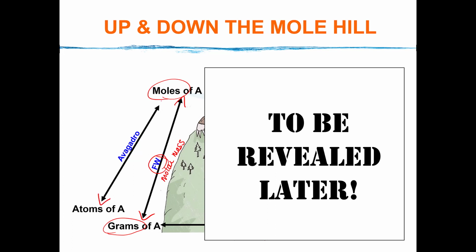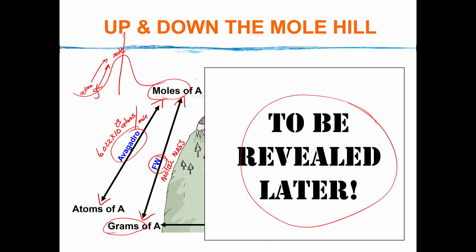To get between atoms and moles, we use Avogadro's number, 6.022 times 10 to the 23rd atoms per mole. A lot of people on tests just visualize that the Molehill is at the top with moles, so go grams to moles and back and forth, or atoms, and it helps you remember what to do. The reason this is going to be revealed later is because the top of the Molehill is when we start doing reactions and chemical equations, and we go all the way over the Molehill when we start reacting materials together. So that's your tease for later in the semester.